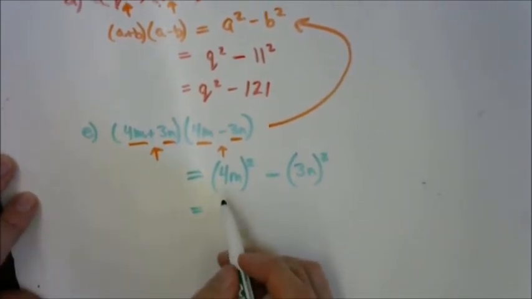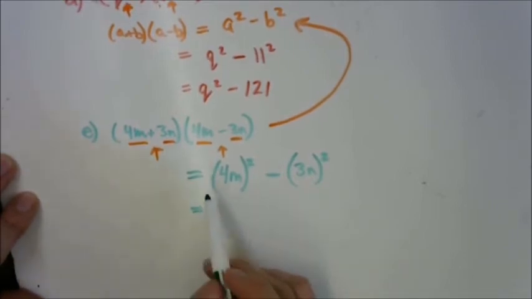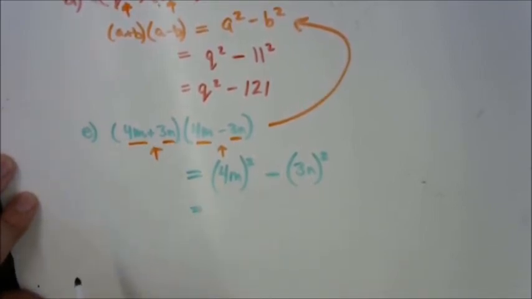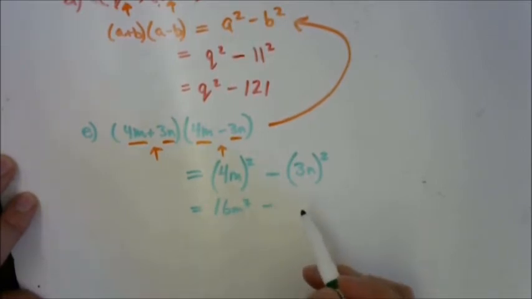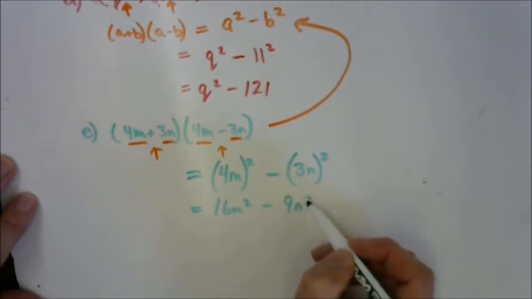Vlad, can you please square 4m for me? Remember, the number and the variable both have to get squared. 16m squared. Good. Tanner, can you please square 3n for me? 9n squared. Good job, guys.